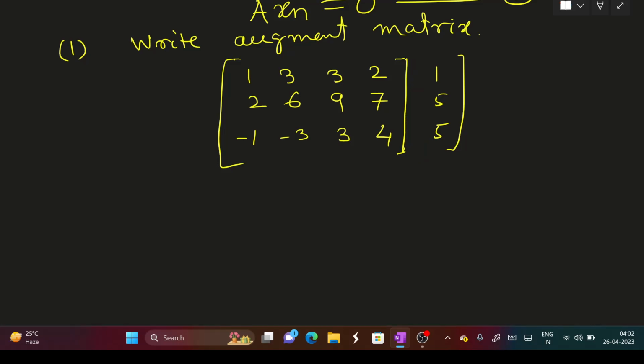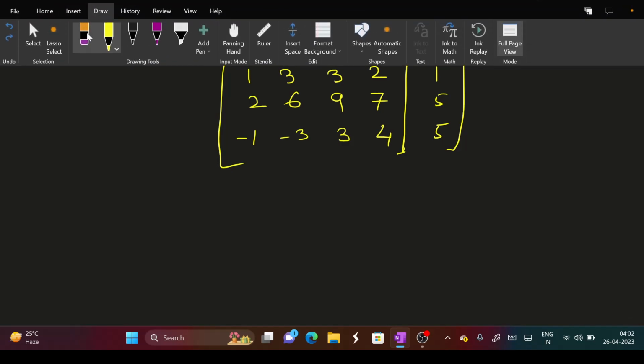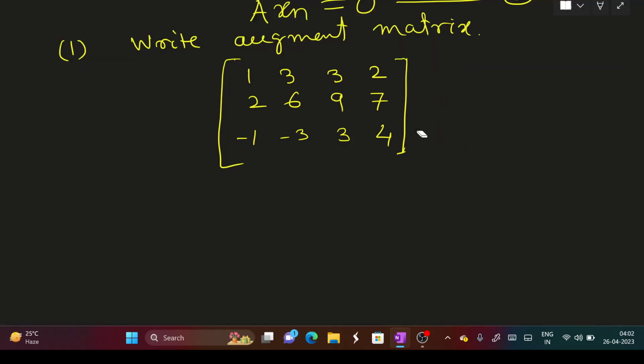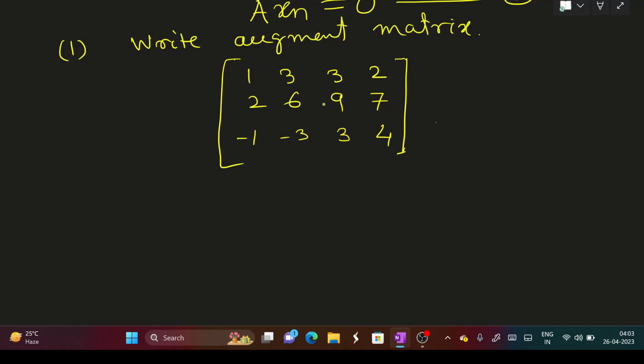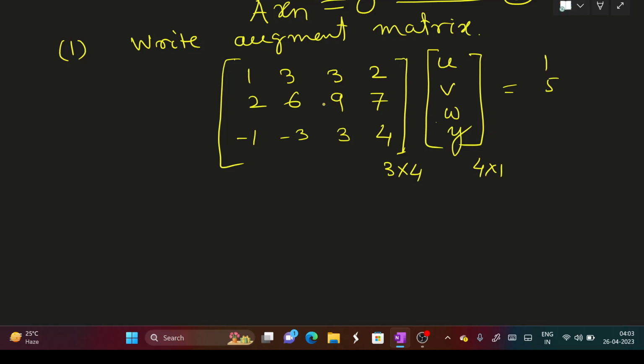So just I have to erase some part to save time. I was trying, but it will give confusions. So better we will take a few more seconds. So this into u v w y, it is 3 cross 4, 4 cross 1, it is 3 cross 1, that is 1 5 5.